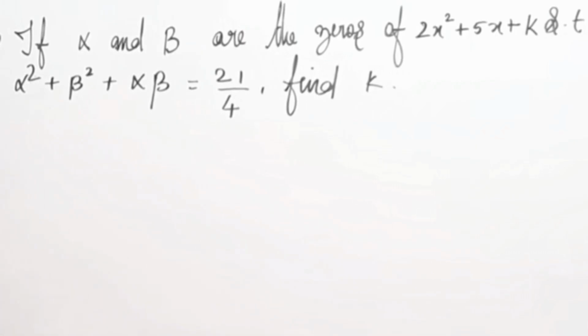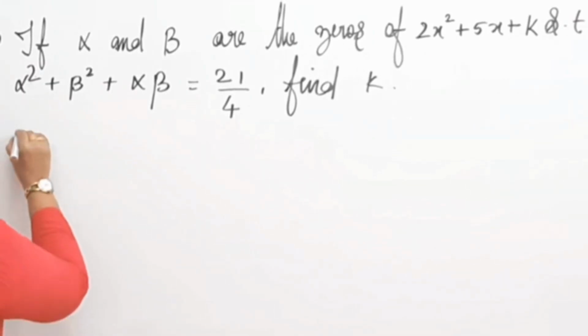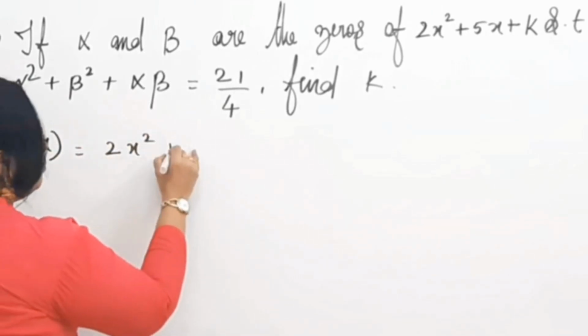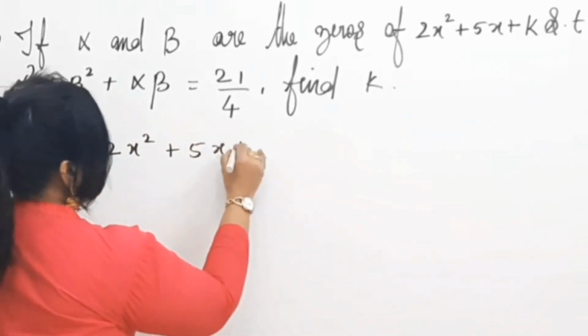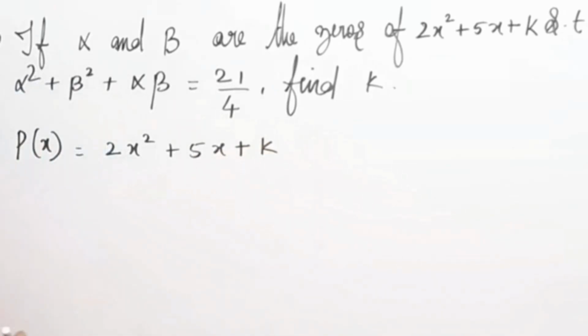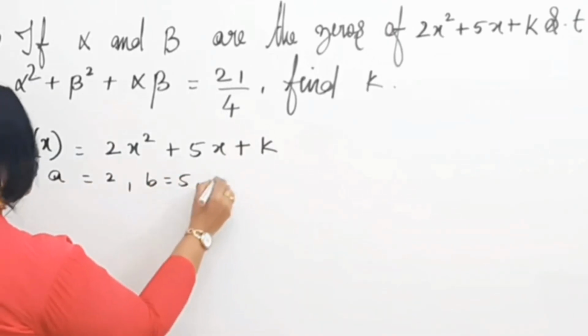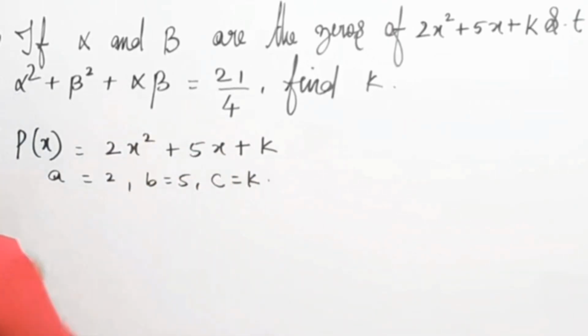This question says, if alpha and beta are the zeros of 2x square plus 5x plus k such that alpha square plus beta square plus alpha beta is equal to 21 by 4, find k. Now, see, the concepts are the same way we apply, but we have to think better. So, I got my p of x and I know my a is equal to 2, b is equal to 5 and c is equal to k.